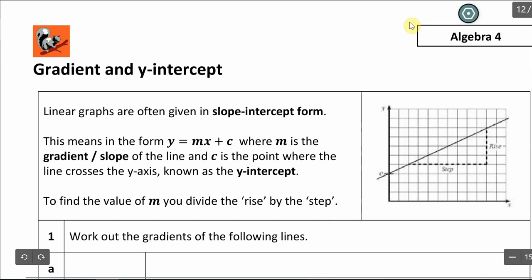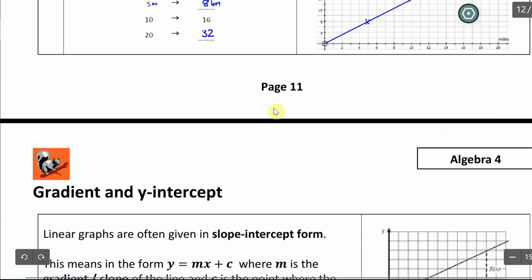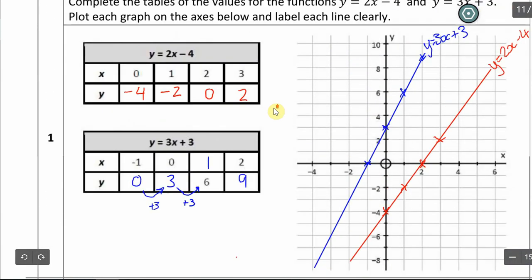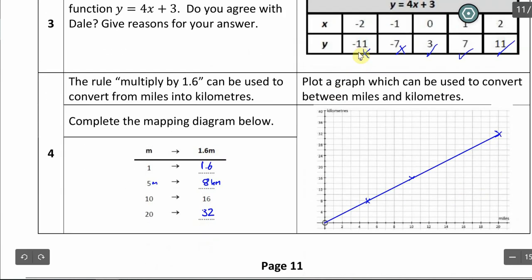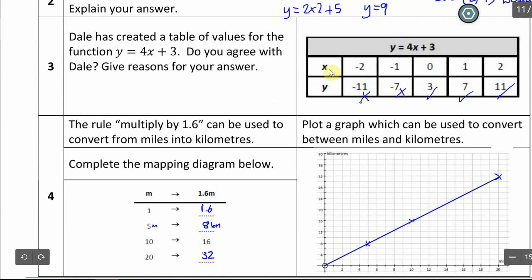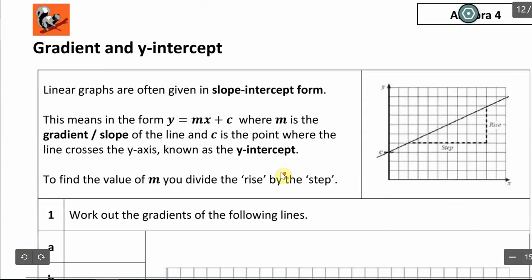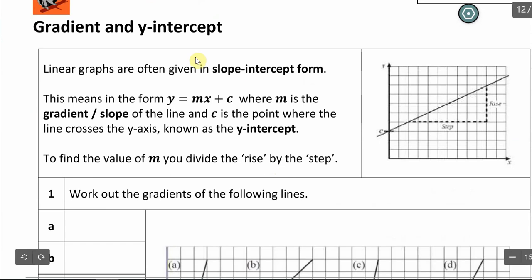Hi, I'm going to talk through the page of the Algebra 4 pack about gradient and y-intercept. Now we've been dealing with graphs. The last lesson we were plotting them using tables, called tables of values, so they're x coordinates and y coordinates basically. But there are other ways we can plot straight line graphs. We can plot them just by looking at their equation actually, especially if they're written in this form. So we call this slope-intercept form.